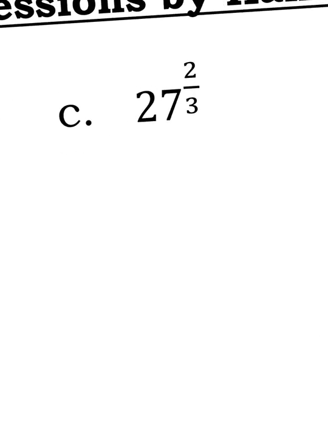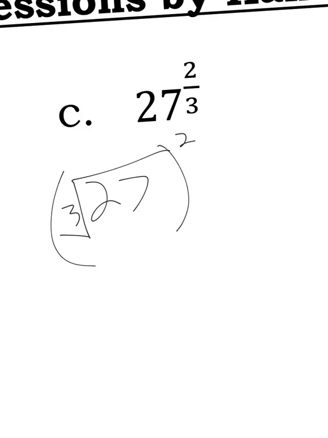Letter C, 27: cube root it and square that answer. The cube root of 27 is 3. And so I'm going to do 3 squared, and 3 squared equals 9.